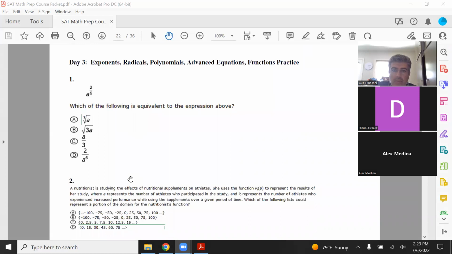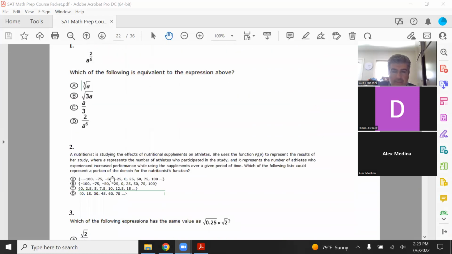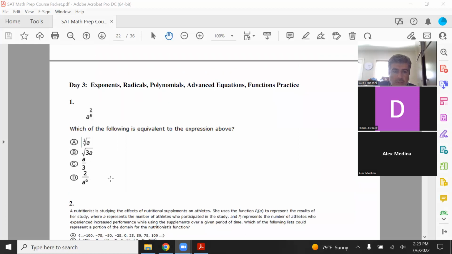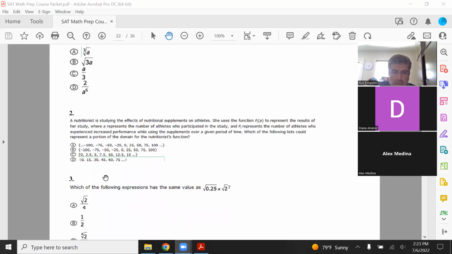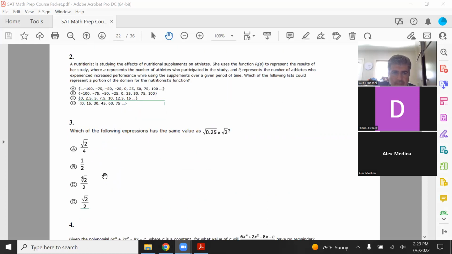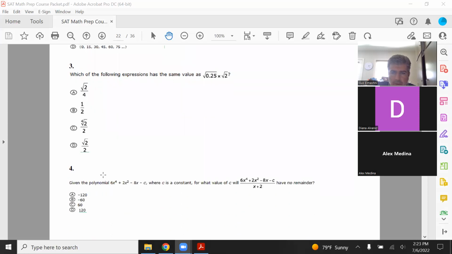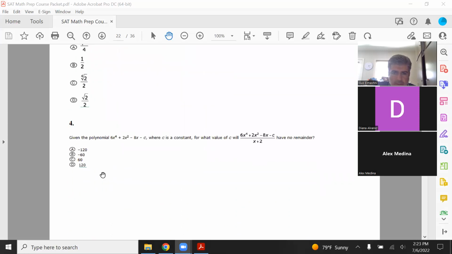Okay, so what I'm going to have you do now is day 3 stuff, the second set of day 3. You can see number 1 is pretty similar to what we've done already with converting a fraction exponent to radical notation. Number 2 looks like it's dealing with a domain. Number 3 looks like you're just combining 2 radicals. Number 4 looks like you're doing some sort of synthetic division or long division.